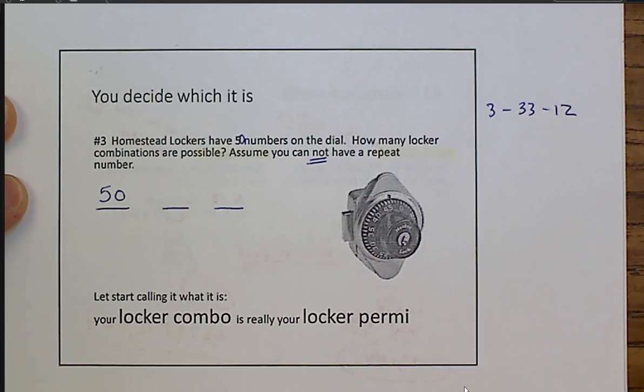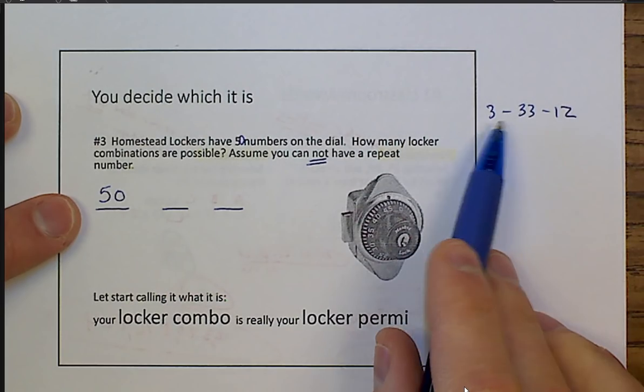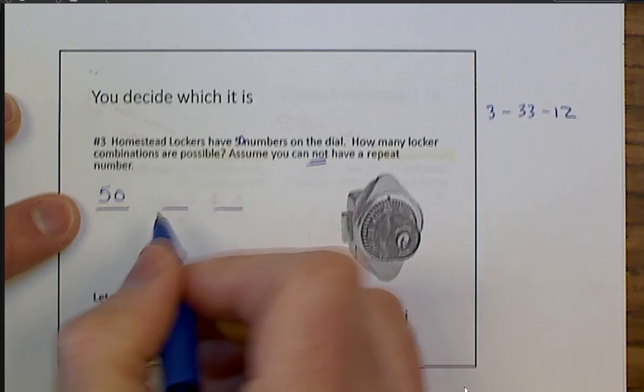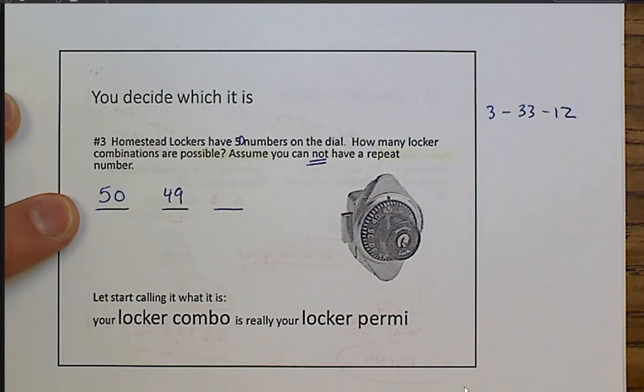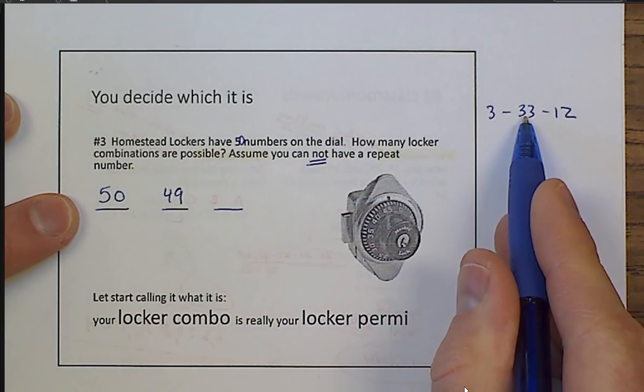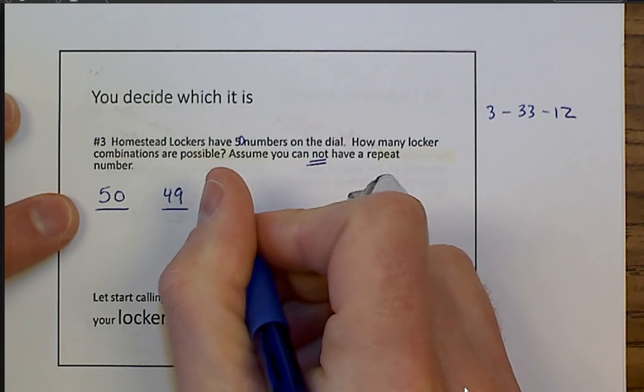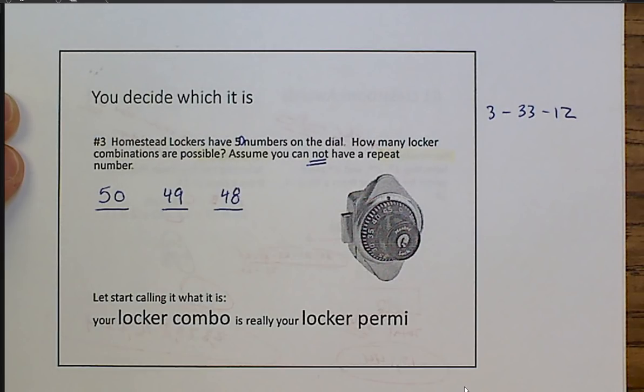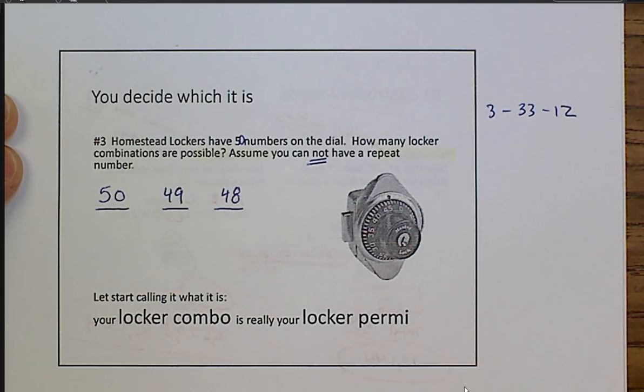Well, if that first number is a 3, 3 cannot be repeated, so how many choices are left for your second number? 49. Once that number 33 is out, you have now 48. So what is this? Is it really a locker combination? It's really not, right? It's a locker permutation. It's not a combination at all because order matters. Those numbers, assuming here that we cannot have them repeat, that order does matter.